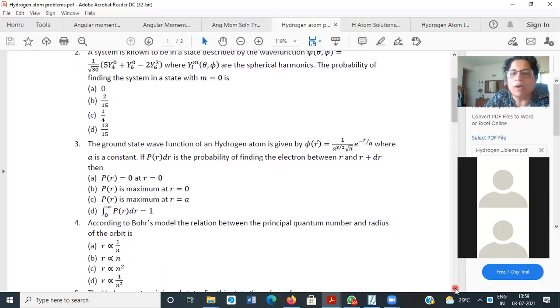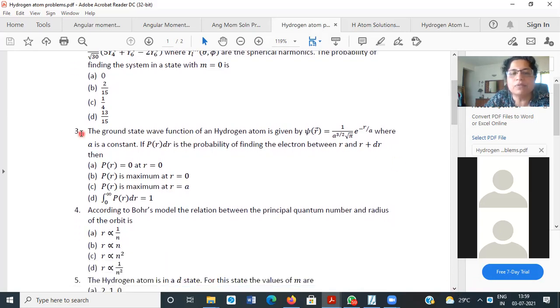And what is this? This gives you the ground state wave function of a hydrogen atom. I had asked you to try and remember this form, e to the power of minus r by a, where you should remember that a is your modified Bohr radius. So it's given where a is a constant.